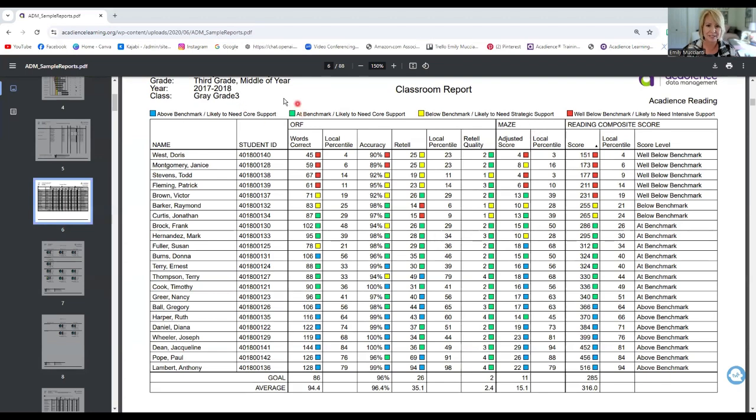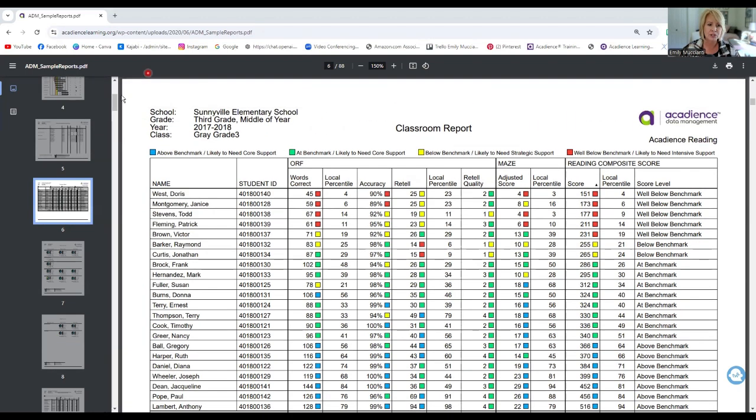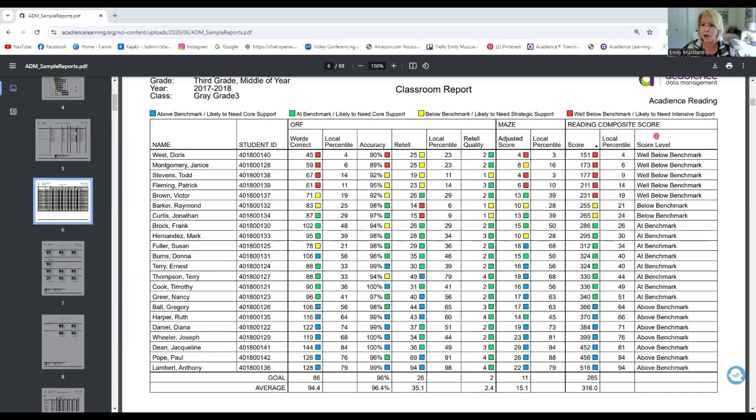What we have here is a sample. This is a demo school account. None of these names actually exist, so we're not breaching any privacy. But you can see here, I'm looking at a third grade class, and what I see here is the reading composite score. This is middle of the year. So let's say that I am trying to determine who are going to be in my new intervention groups. I start by analyzing the composite score.